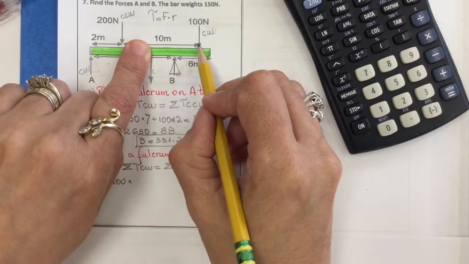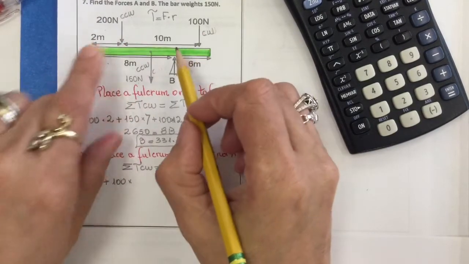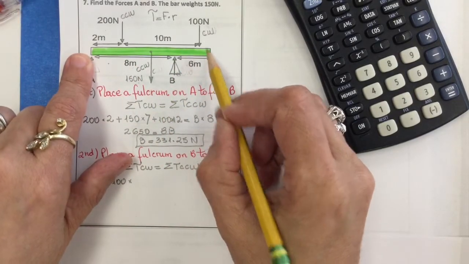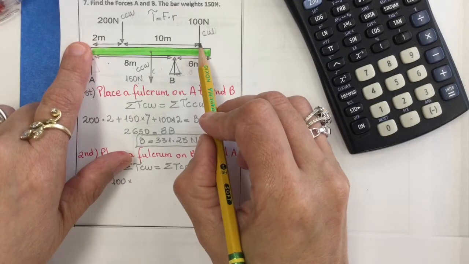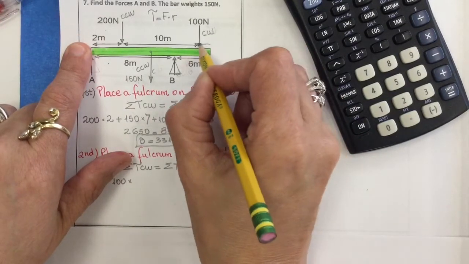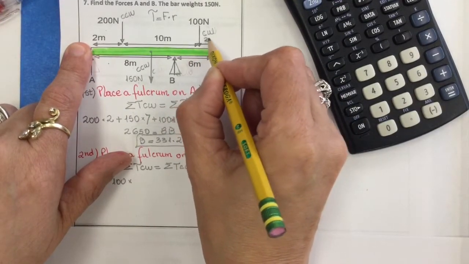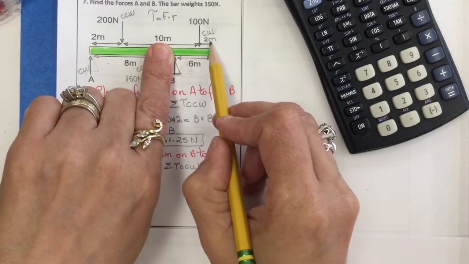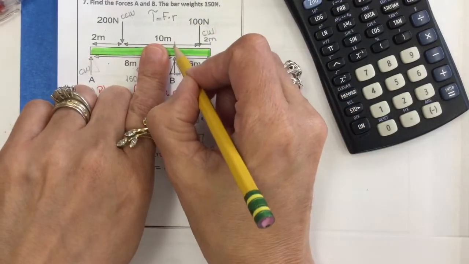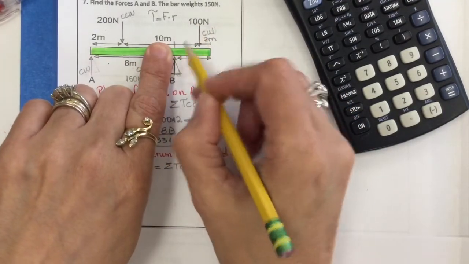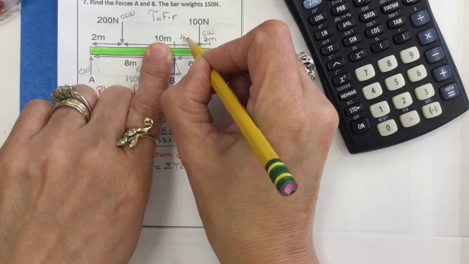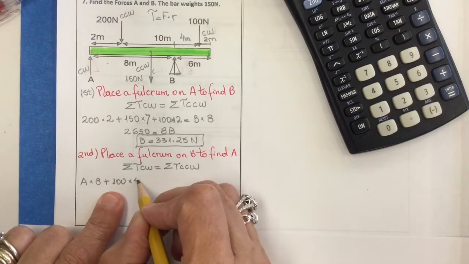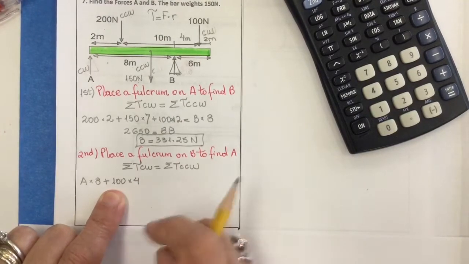Here we need to think a little bit. The whole bar is 14 and here is 12, so that means this section is 2 meters. If this is 6 and this is 2, the distance between this force and the fulcrum should be 4. So that is the distance that you are going to apply here.